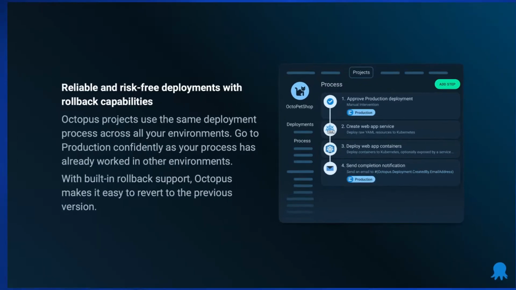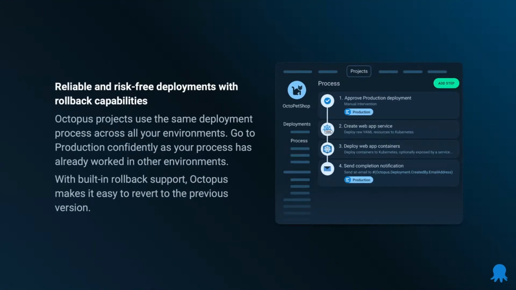There are lots of areas where Octopus shines. The first and foremost is being able to support reliable and risk-free deployments. This is built out of the box, and this is our bread and butter. We have built-in rollback support, as I mentioned before. You can implement deployment patterns, and you have a safe and sane way of doing deployments across your environments so that you can deploy on Friday, Saturday, Sunday. It doesn't matter. You should be able to deploy any day of the week with Octopus.